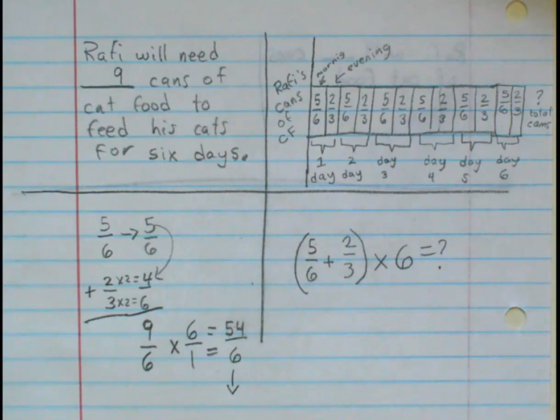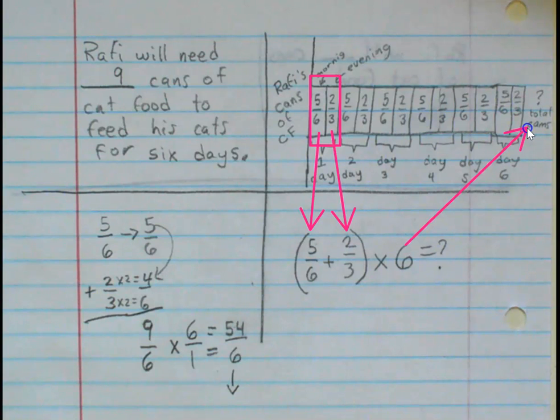Once I got my model all set up, I found that the best way to make this expression was to take the day 1 morning and evening cat food, which was 5/6 in the morning, and then in the evening was 2/3 of a can, and I put that in parentheses and decided to add those together. Since that would give me the day 1's worth of cat food, then I can multiply the first day by 6 to get the total amount of cat food cans that the cat is eating over 6 days.